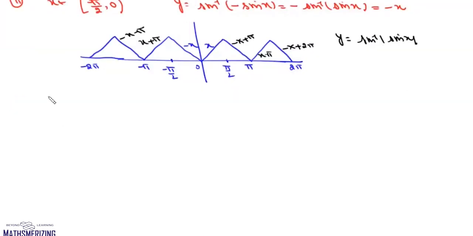Now we look at the graph of y equals cos inverse of mod cos x. Now again, cos inverse of mod cos x will have a fundamental period of pi. Now we look at the graph of cos x.